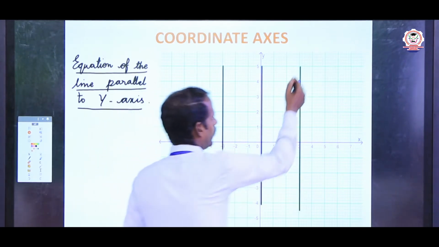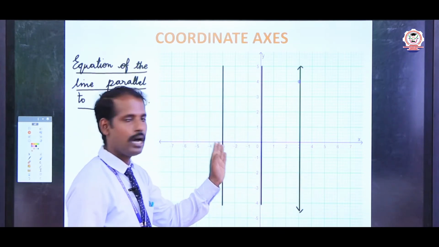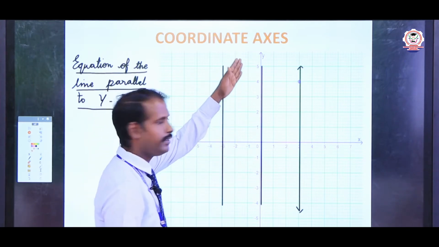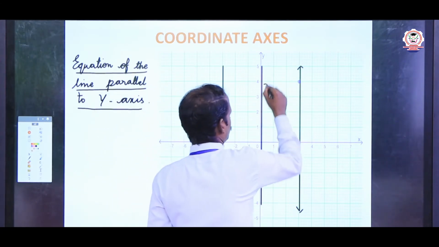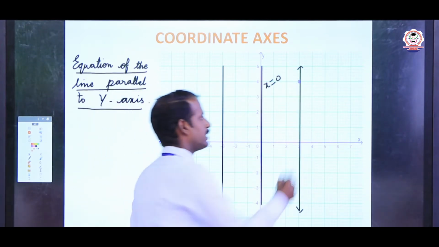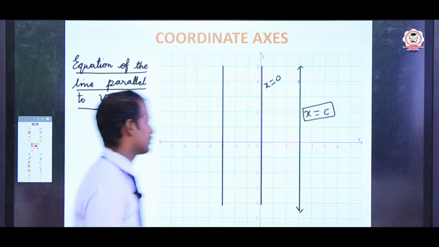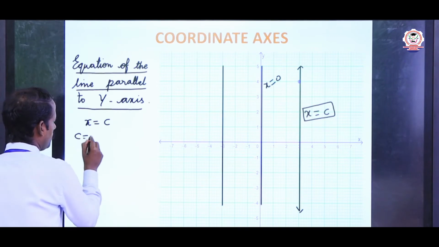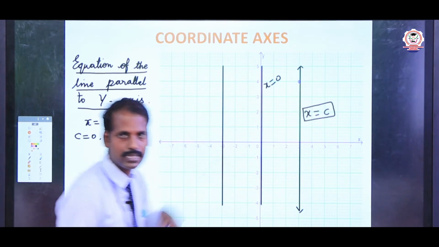For a line parallel to the y axis, the line on the right side of the y axis has positive values, and the left side of the y axis has negative values. Then the line that lies on the y axis is x equal to 0. x equal to 0 means the line lies on the y axis. Then x equal to c is the equation of the straight line parallel to the y axis. So here the x value is c. So c equal to 0 means we get one possibility, that is, the line lies on the y axis itself.